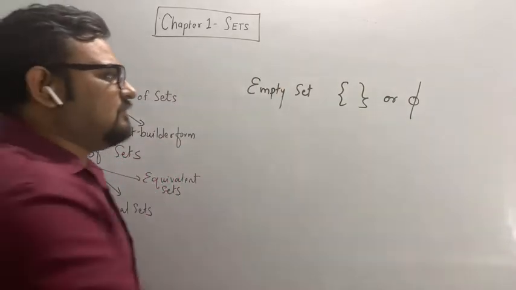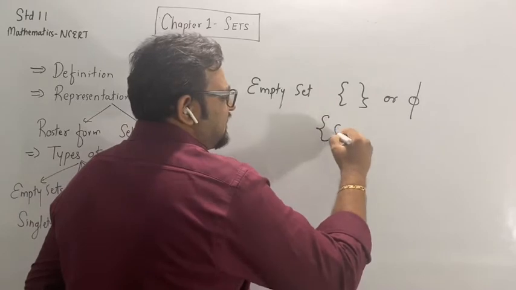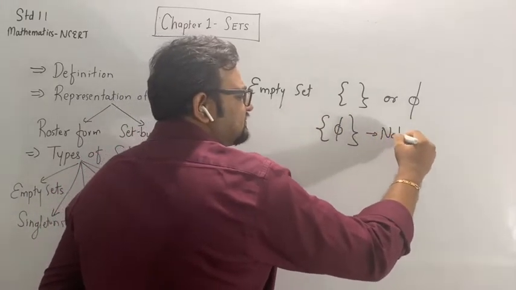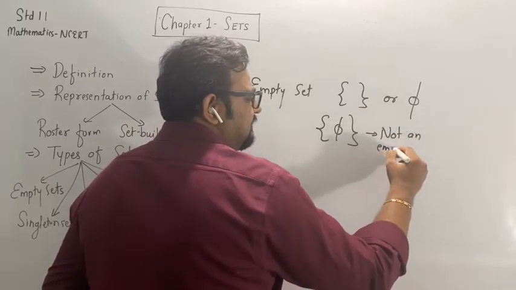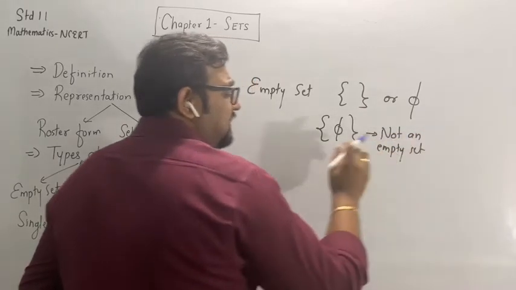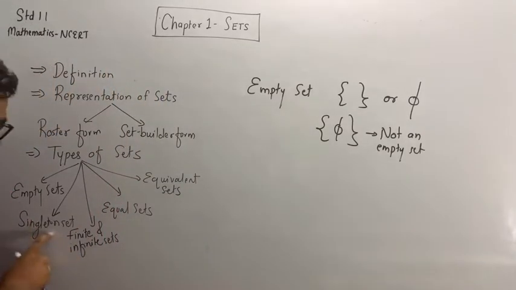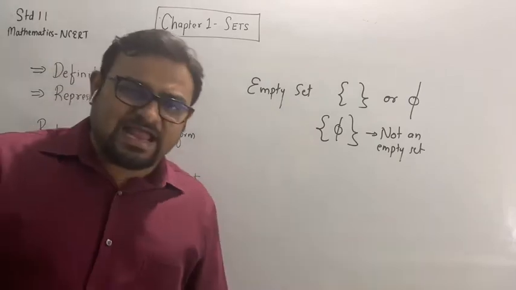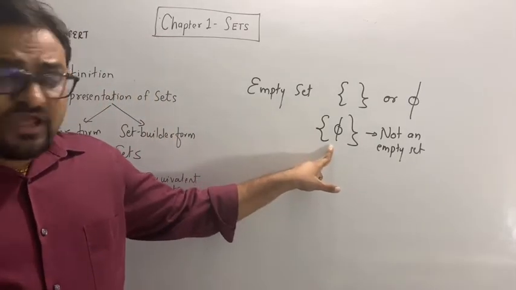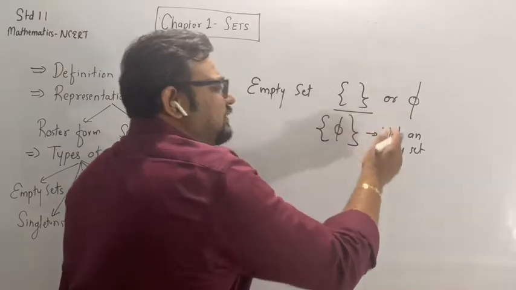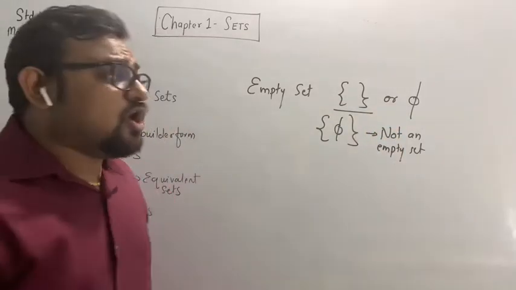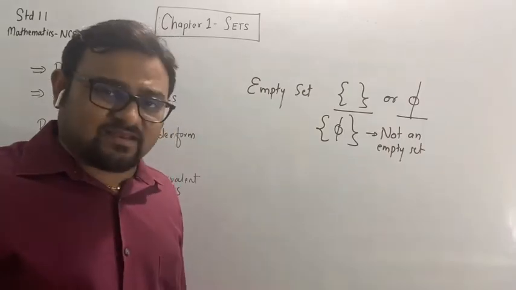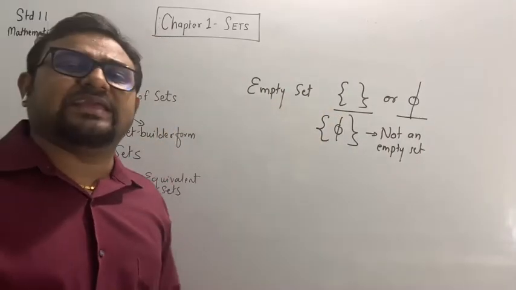But most of the time, students make a mistake. They consider {φ} as empty. This is not an empty set. Instead, this is our next one, a singleton set: a set consisting of one element, that is φ. Okay, so an empty set can be represented by brackets without any element or by the symbol φ, but not in the bracket. Clear? So that is an empty set.